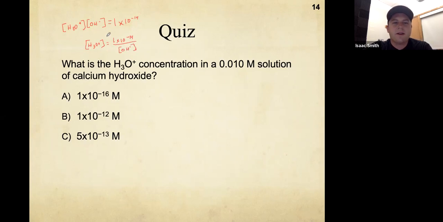Okay, so we could figure out the hydronium concentration if we knew the hydroxide concentration. What we know is that we have a 0.01 molar solution of calcium hydroxide. Okay, calcium hydroxide looks like this. When calcium hydroxide is placed in water, it is completely soluble, and it separates into calcium 2+ ions and 2 OH minus ions.